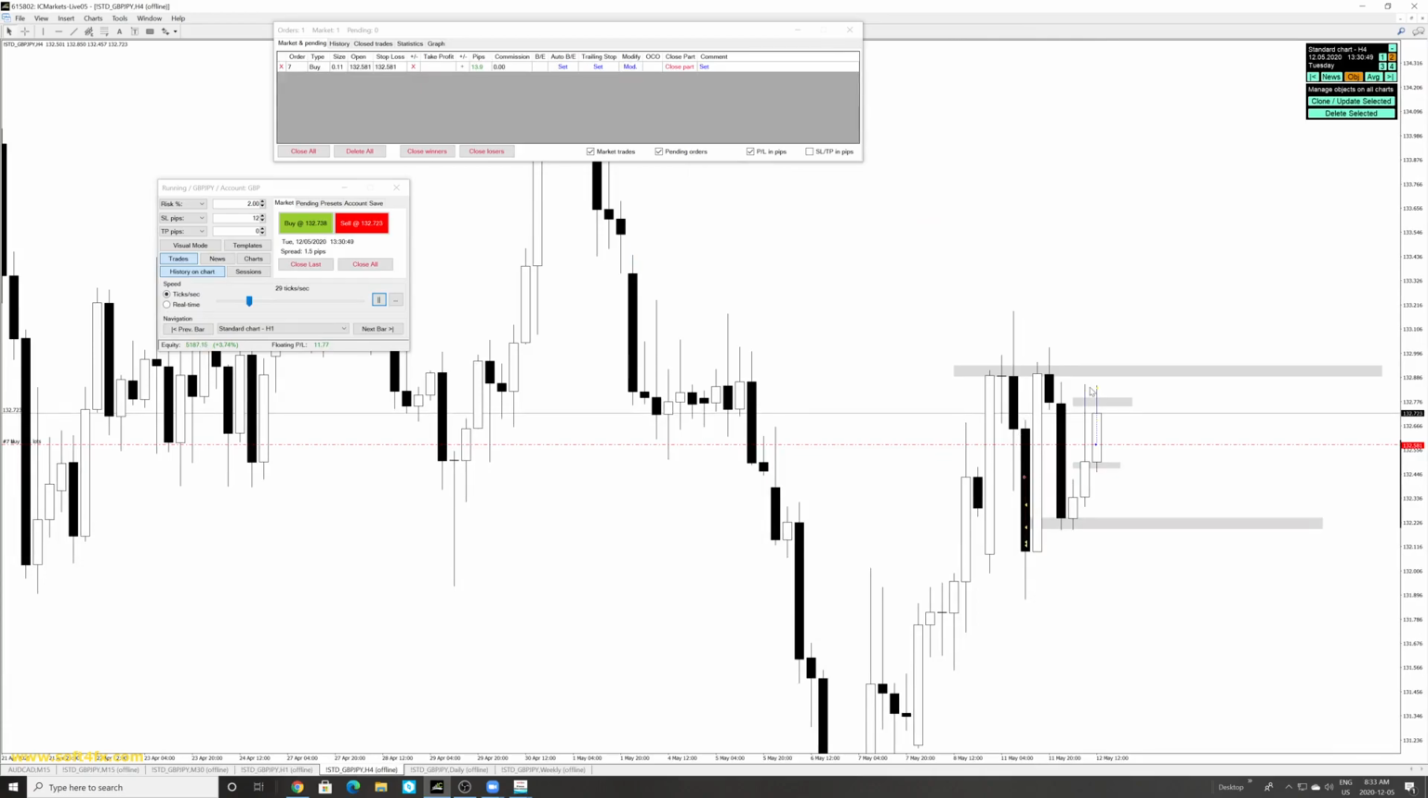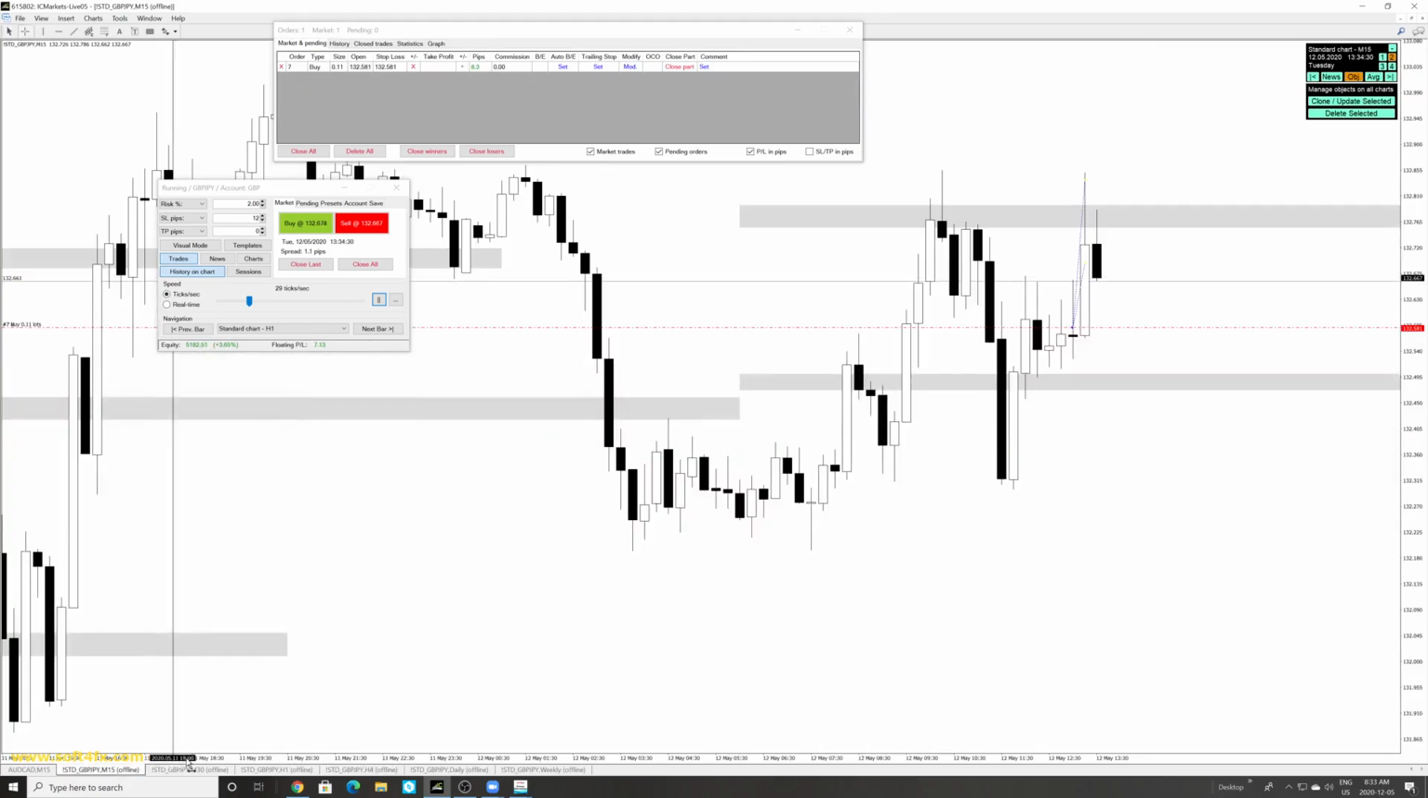Perfect, right? Wick fills. And normally what I've also seen is that sometimes when price is going to fill the wick, there's going to be some sort of a retracement there too. So maybe that was a resistance there.